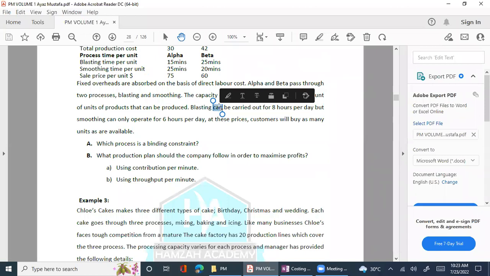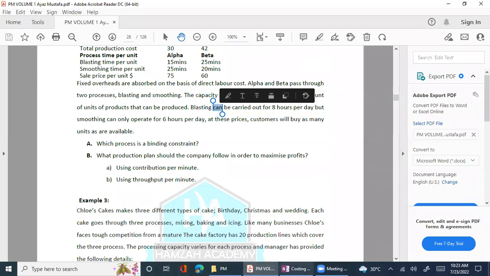What production plan should the company follow? If you compare this question with the previous example number 1, in example number 1, production units were given, but in this question, the production units are not given. Now, you are required to find the number of production units using throughput per minute and contribution per minute. So I will solve it for throughput per minute first.